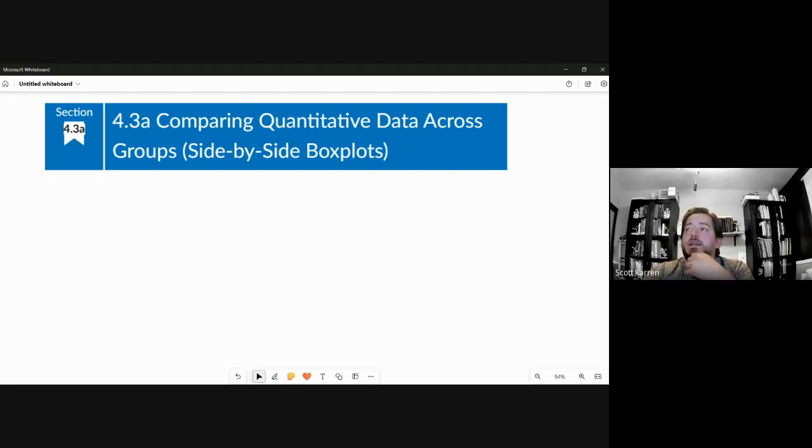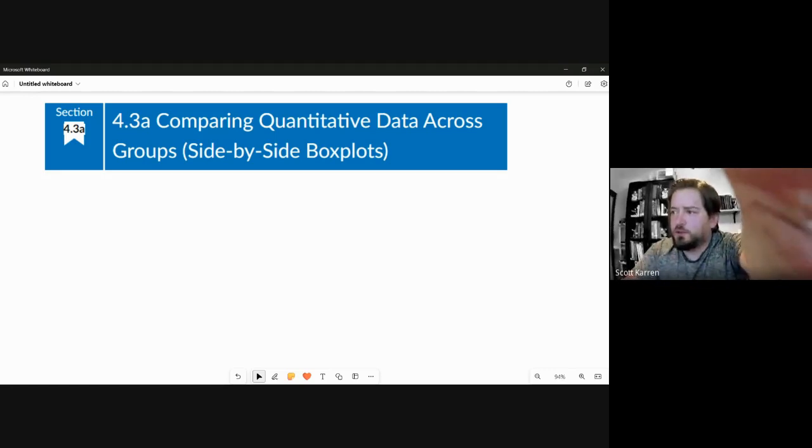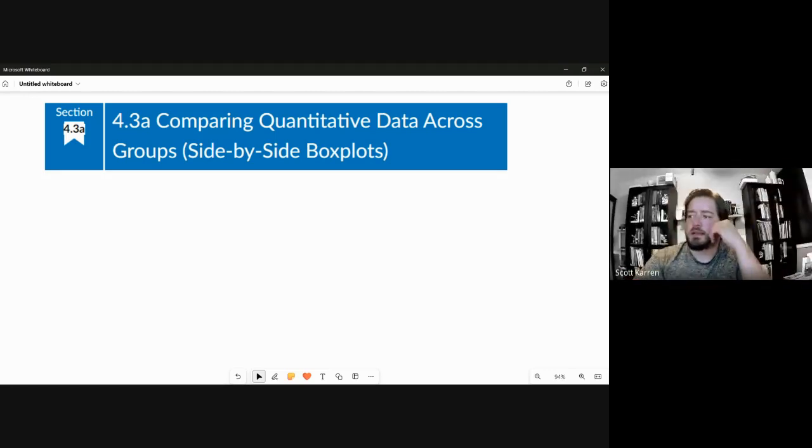Like I said, there's not a whole lot of anything new in this 4.3a. It's very short. You just need to be able to look at some histograms and box plots and compare the two things. So let's start with the motivation here.